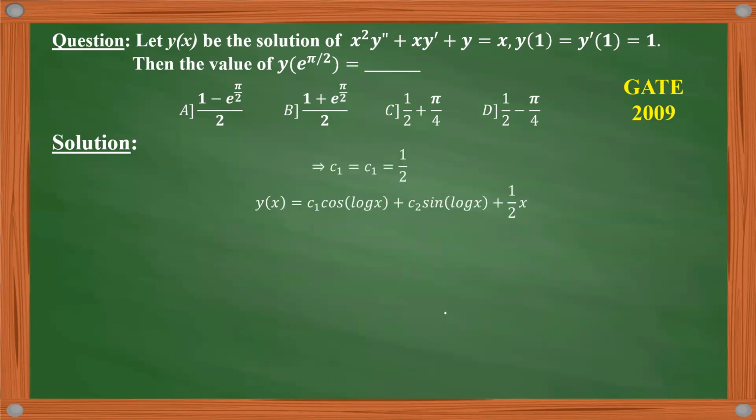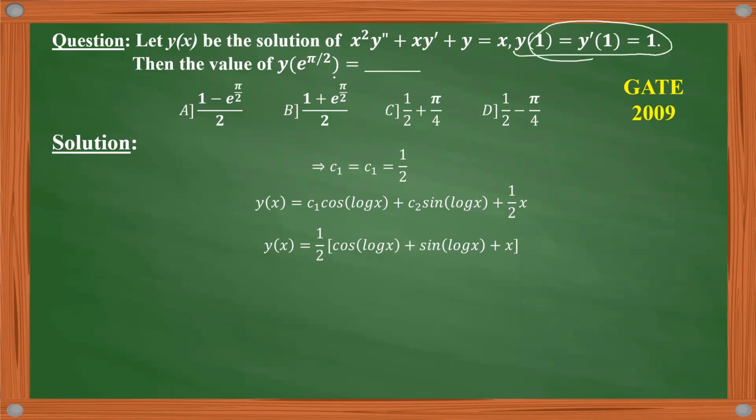So our particular solution is this. Just replace c1 and c2 by 1/2. So our particular solution is y(x) is equal to 1 by 2 into cos log x plus sin log x plus x. So this is our particular solution which satisfies both of these conditions.